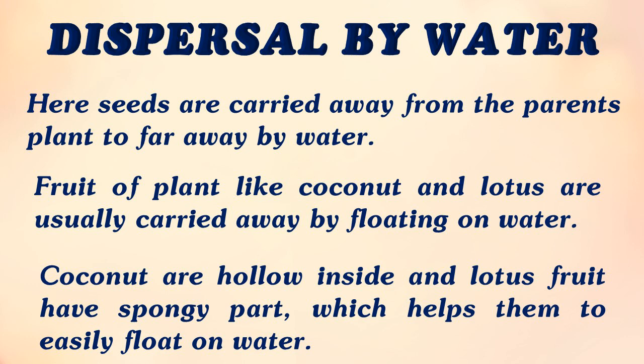First agent is water. Here the seed is carried away from the parent plant by the help of water. The fruits like coconut and lotus float on water. So they float away from the parent plant. This is called dispersal by water.